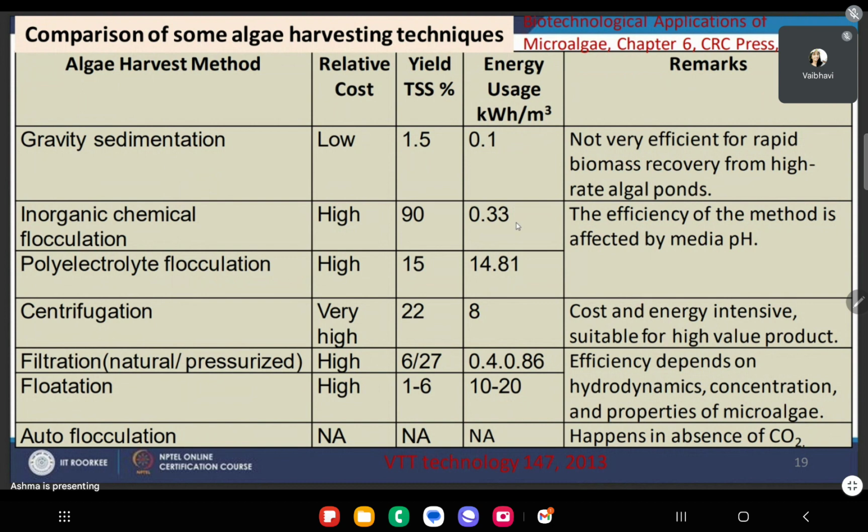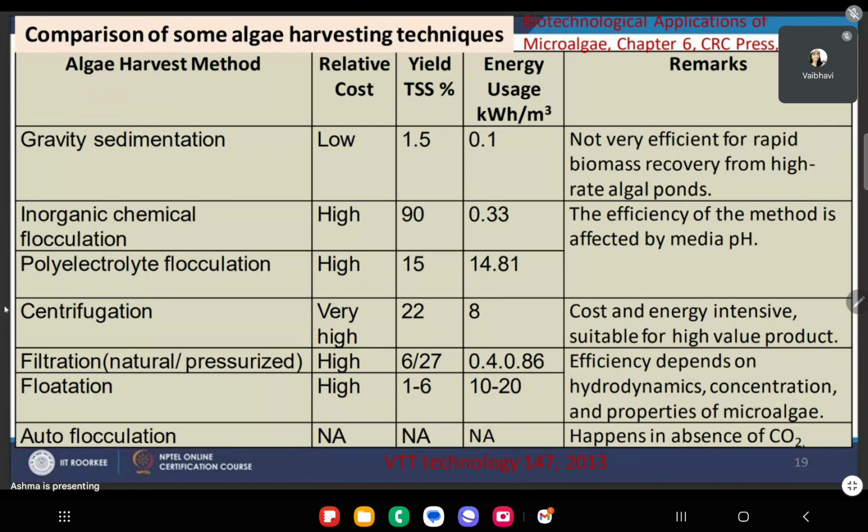Next is polyelectrolyte flocculation. These are some of the organic polymers which we use, like polyacrylamide. Here also we require chemicals, so the cost will be very high, and the yield is around 15%, and energy usage is also high, 14 to 81%. Here also there will be some pH dependence of the polymers, but less than the inorganic chemicals.